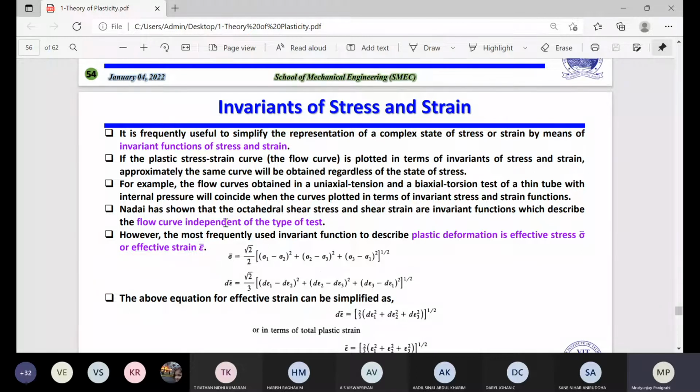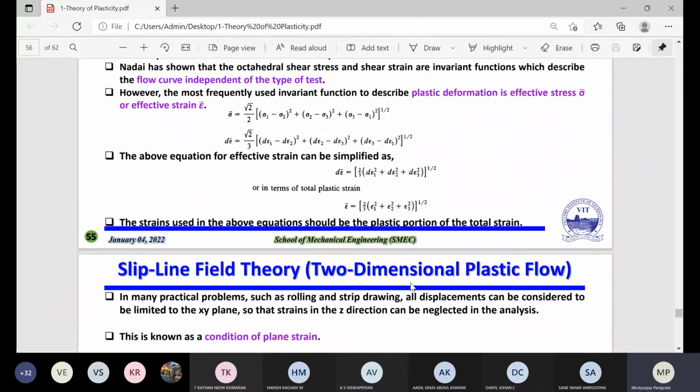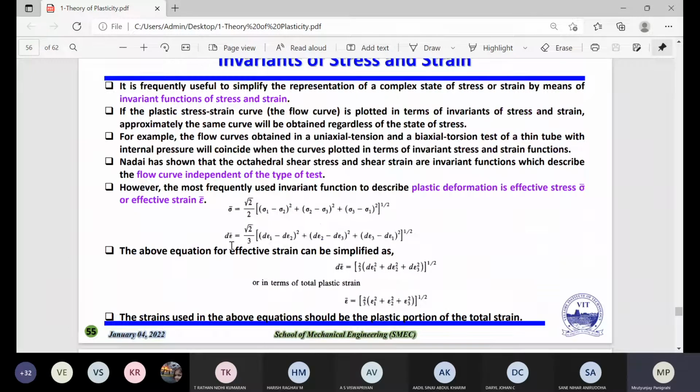You can find this equation: sigma bar equals root over 2 by 2 into the square root of (sigma 1 minus sigma 2) squared plus (sigma 2 minus sigma 3) squared plus (sigma 3 minus sigma 1) squared. Similarly for epsilon, you can find d epsilon bar equal to root 2 divided by 3 of this equation. The equations are almost the same; only the first constant is different, like root over 2 by 3, root over 2 by 2, 1 by 2, or 1 by root 2.